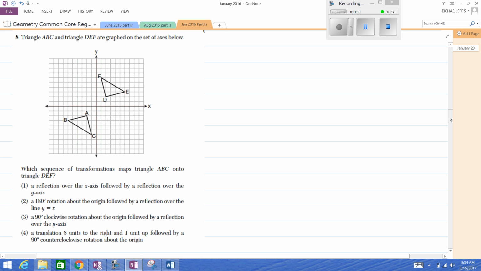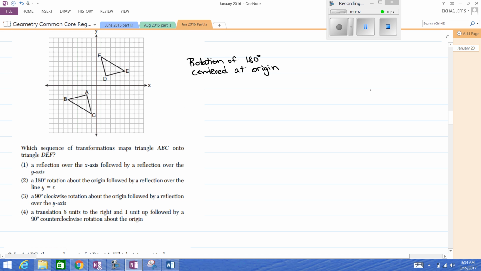All right, looking at this problem, what it looks like to me is a rotation of 180, center at the origin. So I look through the choices, and I don't see any. Okay.